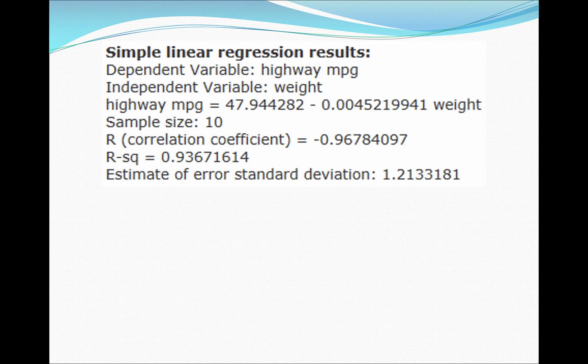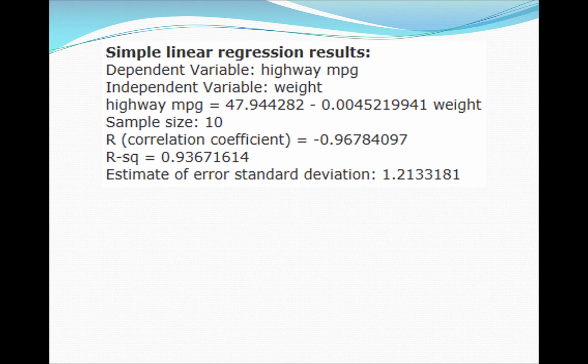47.944282. So that's my y-intercept of the line, minus 0.0045219941. So that is your slope, times the weight, which is x. So that is your equation. If you want to predict y based on x, that's the equation you use. The sample size is 10. That's straightforward. There's 10 points in the graph.